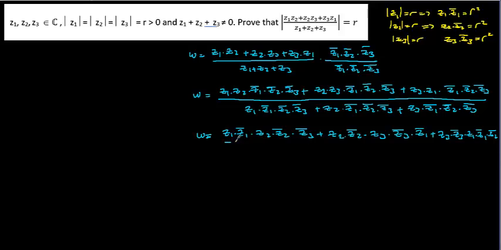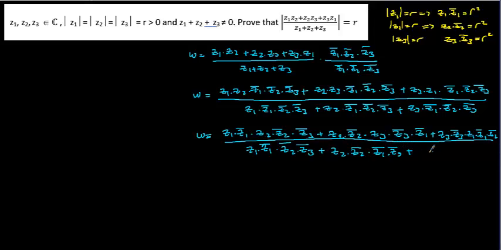Okay, all over Z1 times Z1 conjugate times Z2 times Z3 conjugate. I forgot here, plus Z2 times Z2 conjugate times Z1 conjugate times Z3 conjugate, and the last one is Z3 times Z3 conjugate times Z1 times Z2 conjugates again. Okay, what is here?